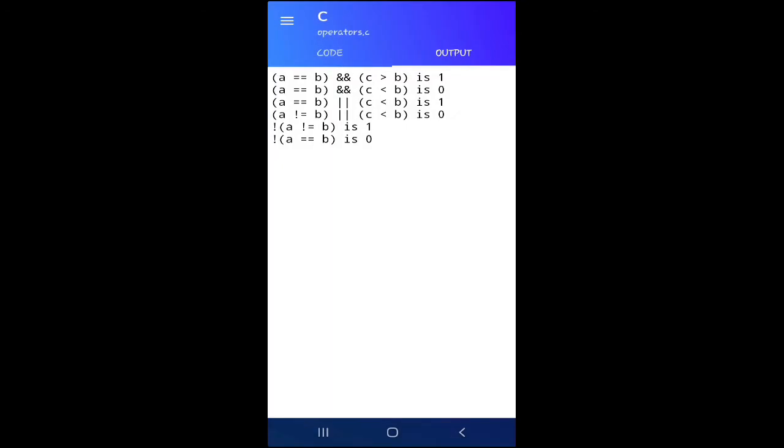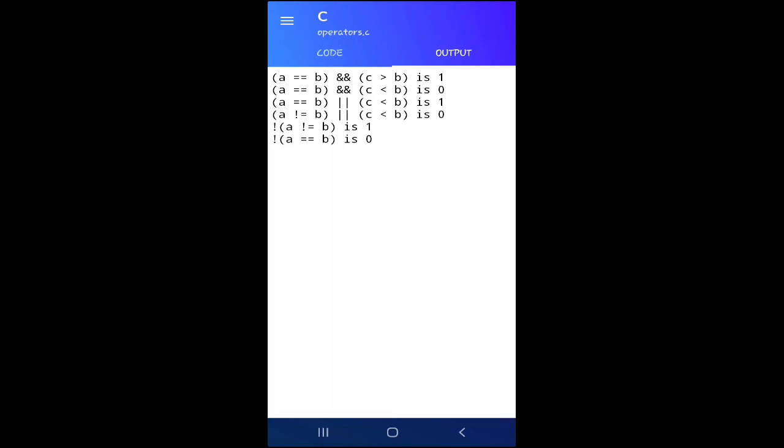Now the user input, here it is: a and a equals b. Of course, the value of a is 2, b is 2, and the value of c is 3. c is greater than b, b is 2, so we have got the output as 1. And the second line, a equals b and c less than b. c is 3 and b is 2, so this is false, so we got the output as 0.